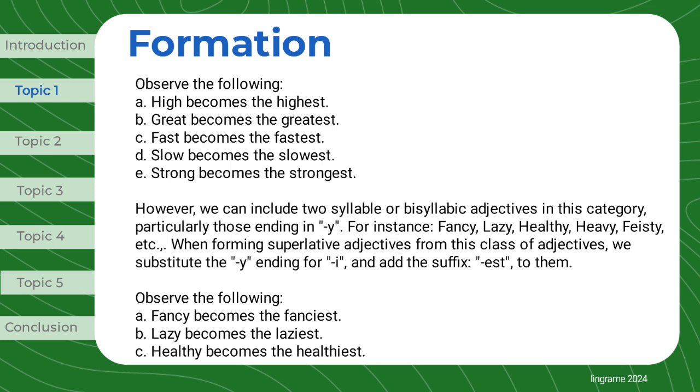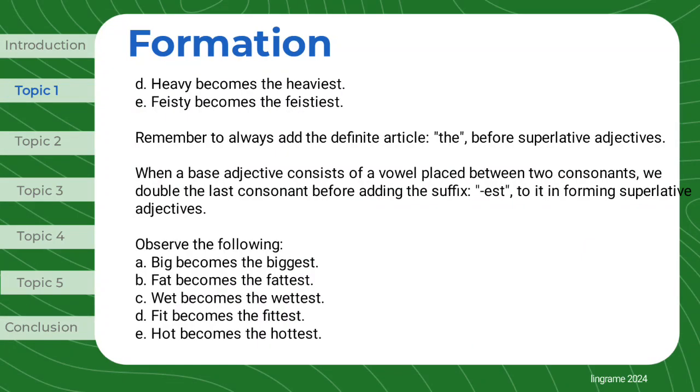When forming superlative adjectives from this class of adjectives, we substitute the y ending with i, and add the suffix "est" to them. Observe the following: fancy becomes the fanciest. Lazy becomes the laziest. Healthy becomes the healthiest. Heavy becomes the heaviest. Feisty becomes the feistiest. Remember to always add the definite article "the" before superlative adjectives.